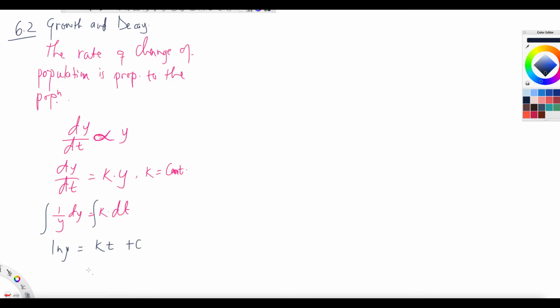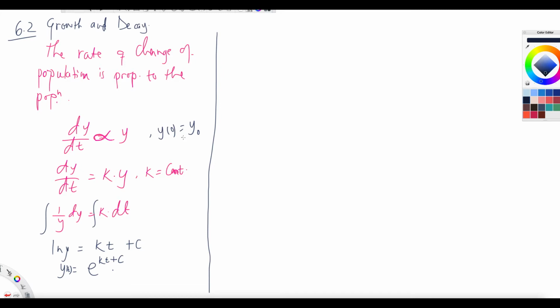Now, if you get rid of the natural log, then y equals e to the kt times e to the c, or you can write e to the kt plus c. Now we're going to find the value of c. Suppose that the population at 0, y of 0, equals y0, meaning the initial population is given.